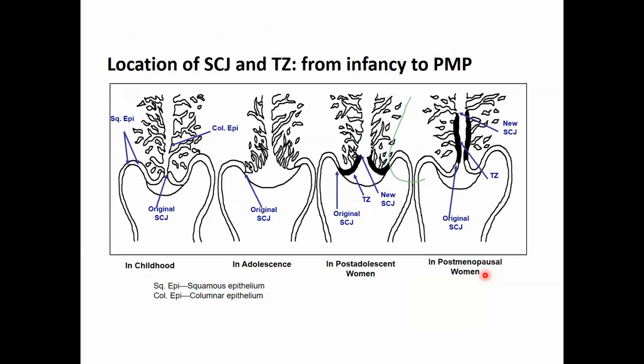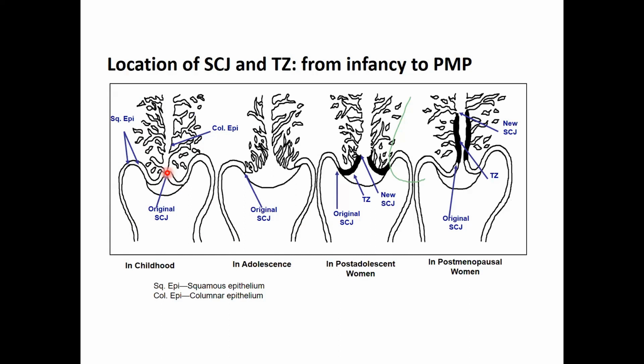So this is just a figure to show you from childhood what happens. This is the squamous epithelium and this is the columnar epithelium. And the original columnar epithelium is at this point. So why are we talking about the original squamous-columnar junction? Because this is the initial junction where the squamous cells and the columnar epithelium met when this person was young.